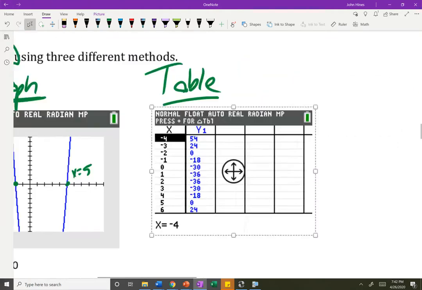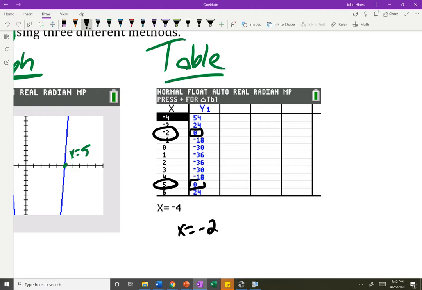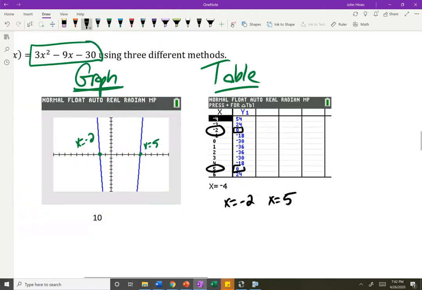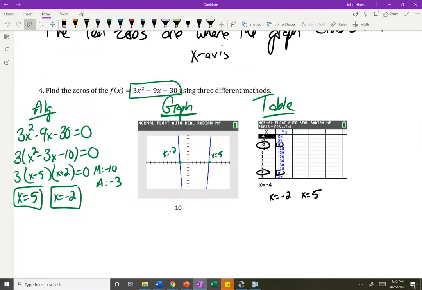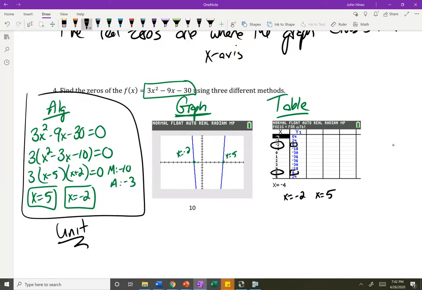There we go. So where are my zeros in this table? The zeros are where it equals 0. Where does it equal 0? At x equals negative 2 and x equals 5. So we can use technology to also solve quadratic equations, just like we did. This was all Unit 8, the algebra focus on quadratics.